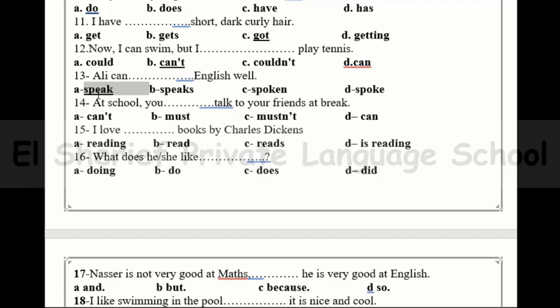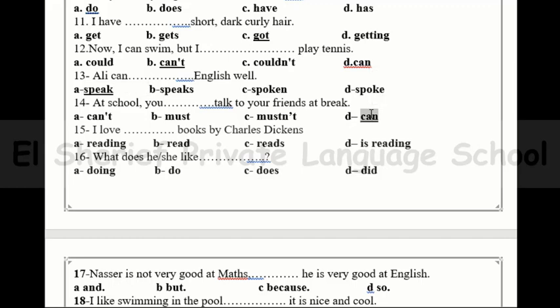Now number 14: At school you talk to your friends at break. Only at break, not in the class, I'm sorry. So I'm going to say, at school you can talk to your friends at break.